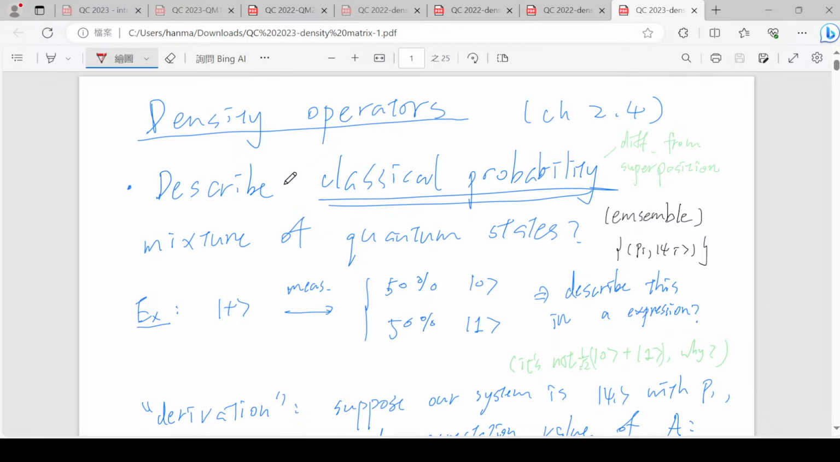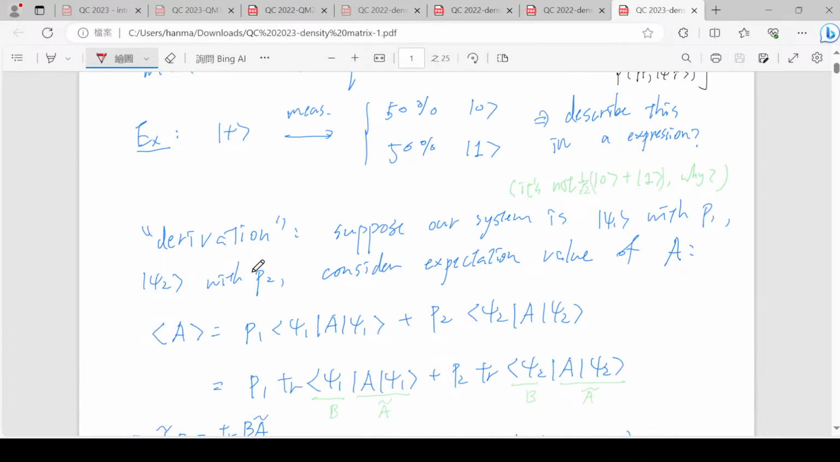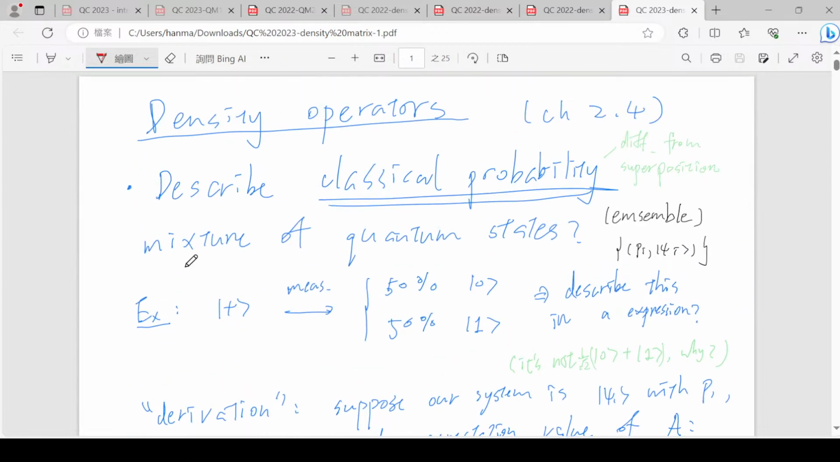We start with the motivation that we want to consider a classical mixture of quantum states. At the very beginning of the course, we said quantum states are vectors, complex vectors in some Hilbert space, basically finite dimensional. But now we want to think about a classical mixture of them, and that cannot be a quantum superposition, as we see in this example.